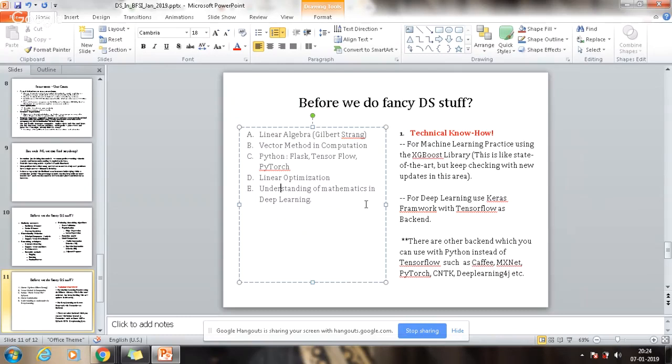Practice working with Python Flask. Flask is like a web API which you can build and present your outputs with. Backend technologies such as TensorFlow and PyTorch will be very helpful if you practice.